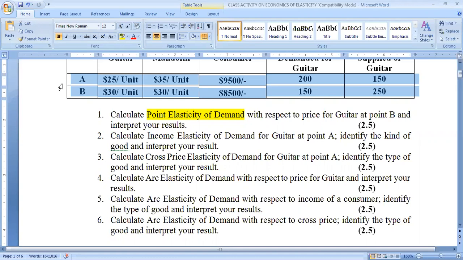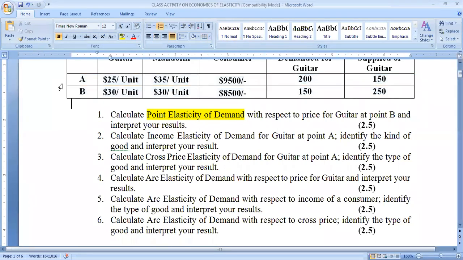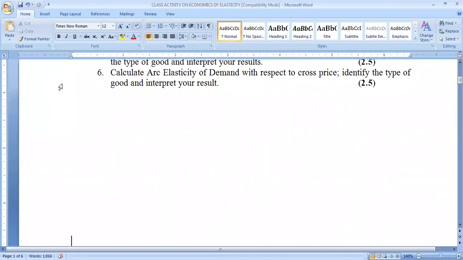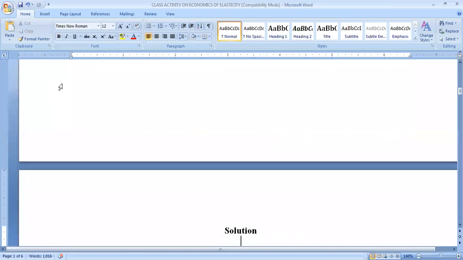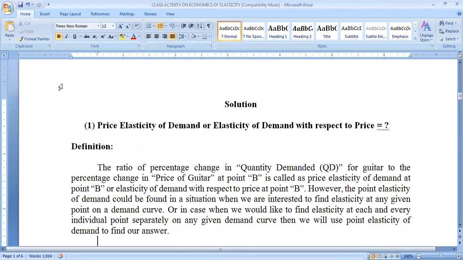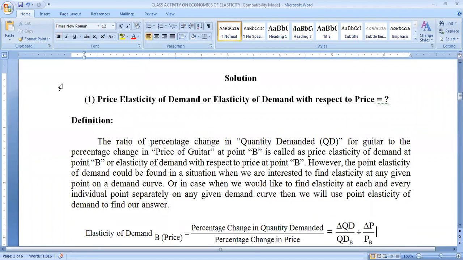Okay, let me answer question number one, then two, then three, and I'll move towards four, five, six accordingly, right? So that we could have a complete picture of the concepts of elasticity of demand and elasticity of supply. Here comes the solution. The first point, price elasticity of demand, or elasticity of demand with respect to price. We would like to answer this question, right? Let us discuss its definition first.